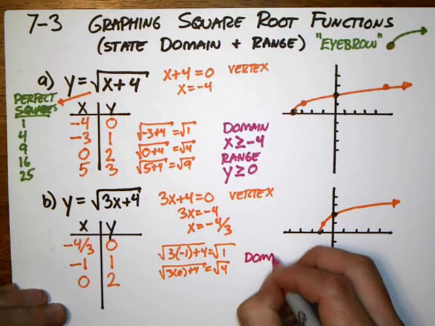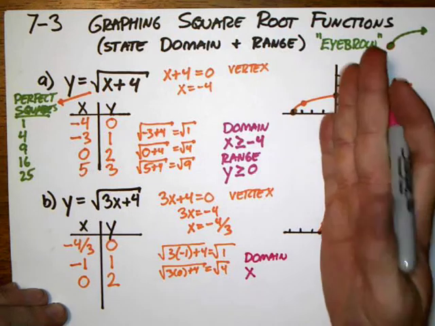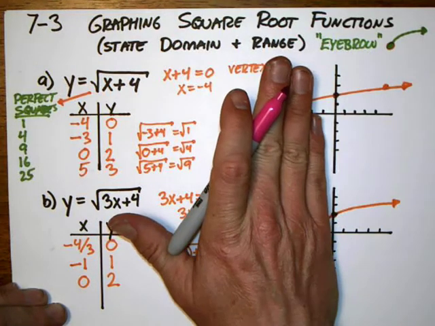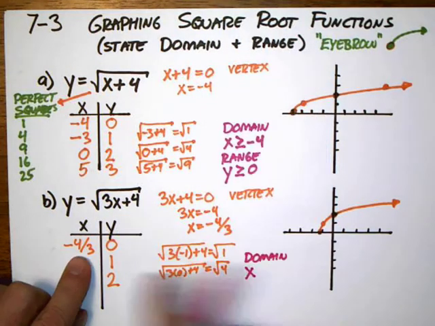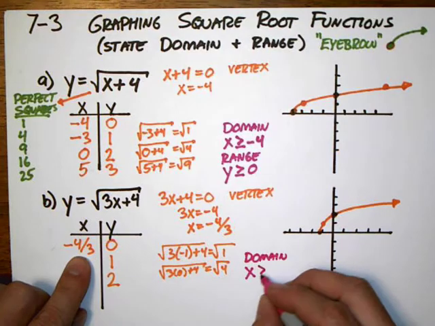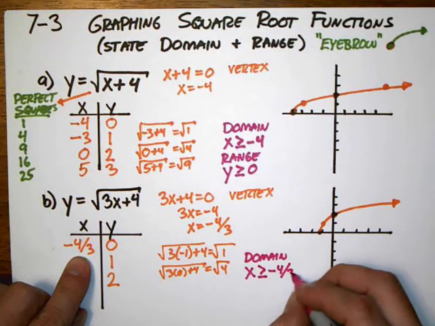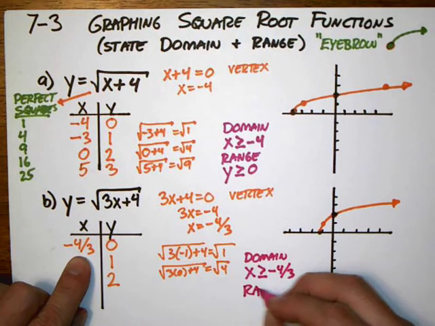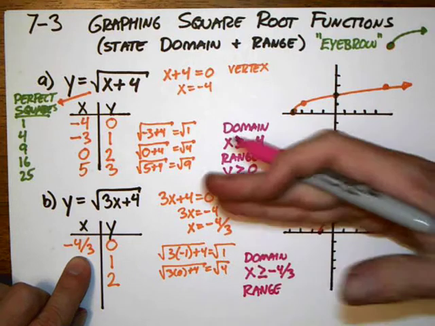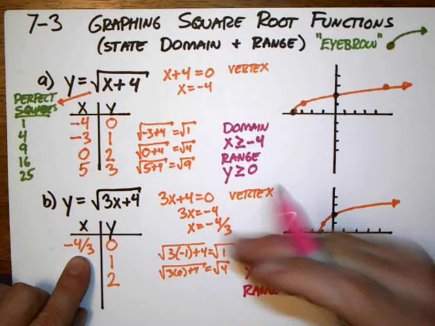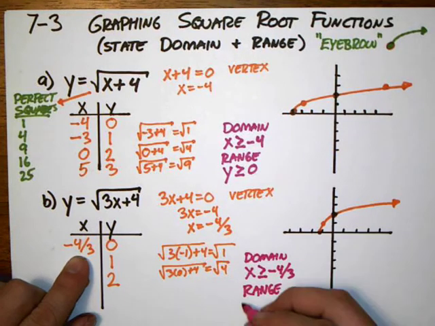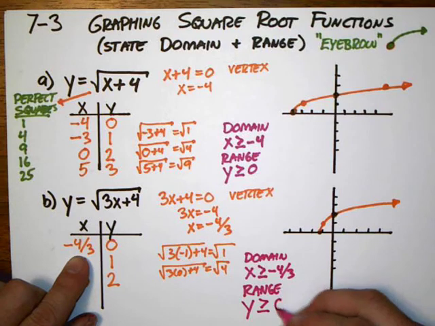Now I just need my domain and my range. Once again, my domain is my x values. Where does this start happening? It starts happening at the vertex, and the vertex here is negative 4/3. So I need all the numbers to be bigger than or equal to negative 4/3. And the final thing, my range, once again, doesn't happen below 0, only above 0. All these y values are above 0. Y is greater than or equal to 0.